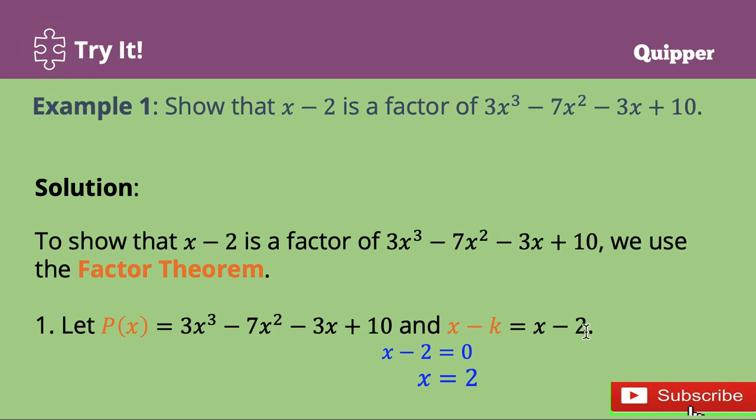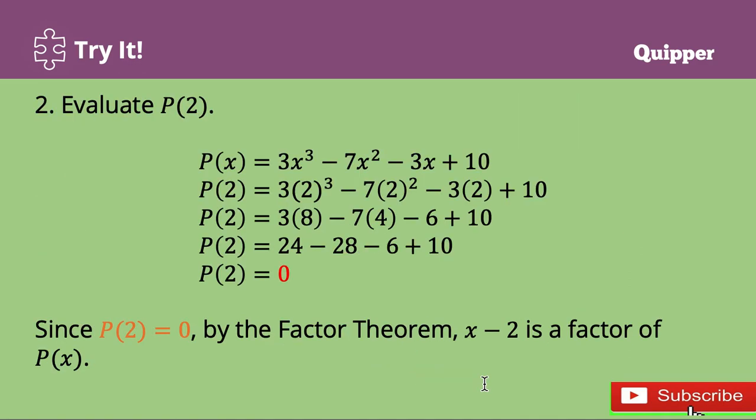Now, we will equate x minus 2 to 0 so that we can get the value of x. x minus 2 is equal to 0. Just transpose negative 2 to the other side, it becomes positive 2. So you have there x is equal to positive 2. And we will use that to evaluate our p of x. Evaluate p of 2. This is the given function. Then we will substitute the value of x.